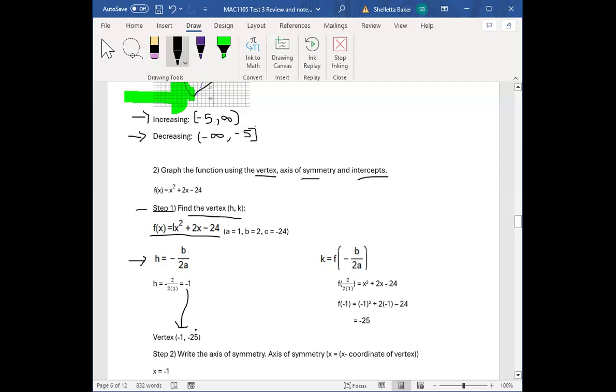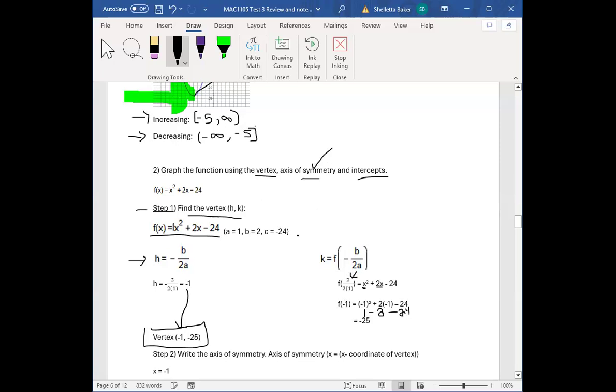To get k, the y coordinate, now that we found the value of -b over 2a to be -1, we're going to substitute that value for x into our function. So we get -1 squared, that gives us 1, plus 2 times -1, or -2, and then -24. We simplify that, we'll get -25. So that is our vertex. Our vertex is at (-1, -25).